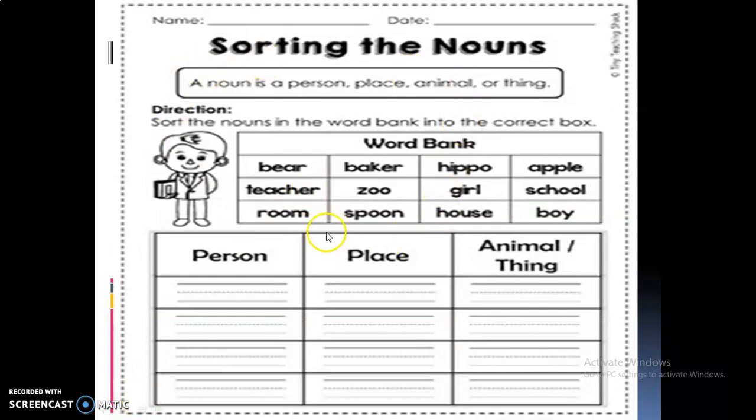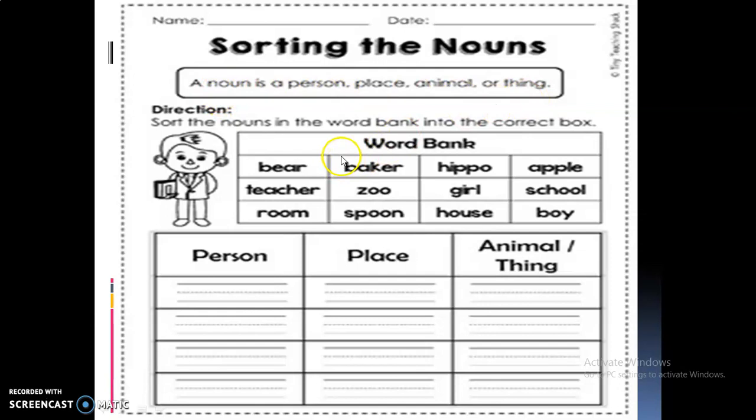See, this is an exercise. You can work this out. So what is a noun? A noun is a person, place, animal or thing. Okay, so now you have to sort the nouns in the word bank into the correct box. So see, the word bank is here, and person, place, animal or thing. It's a very simple exercise. So what you have to first do, what is a noun? A noun is a person, place, animal or thing.